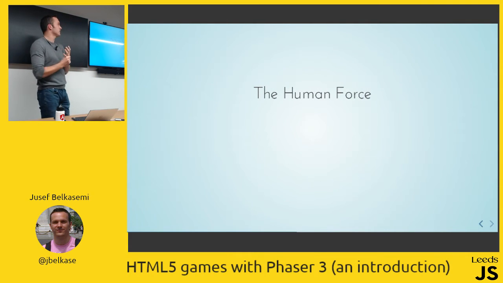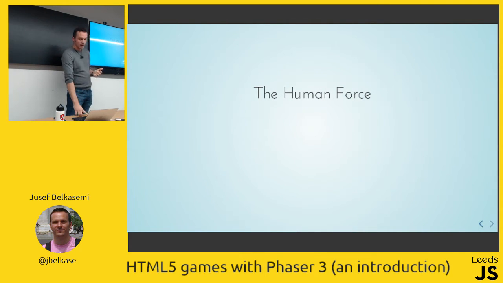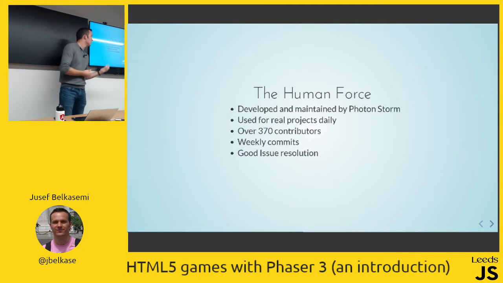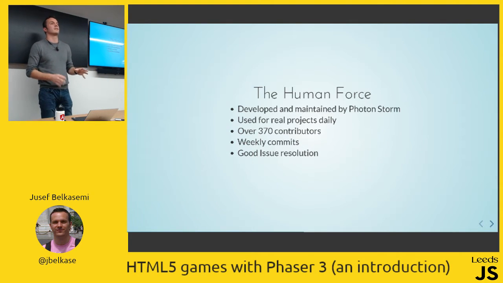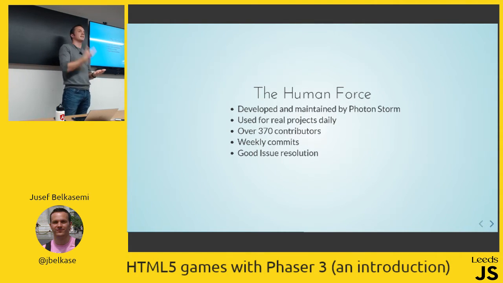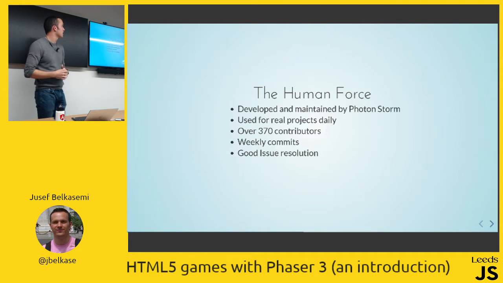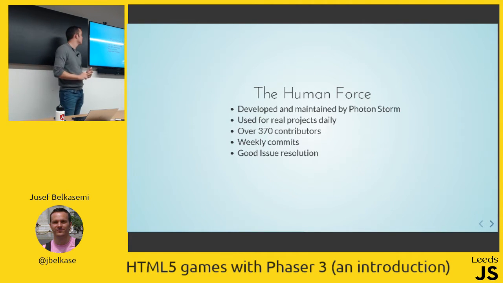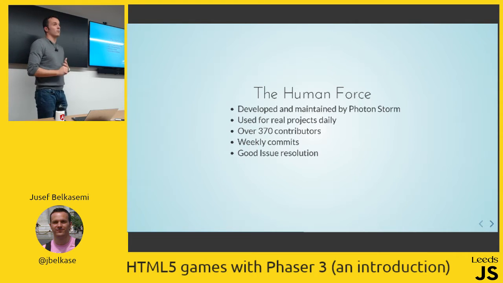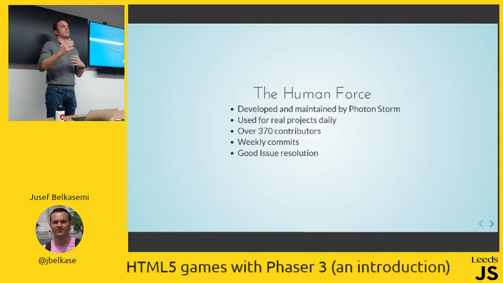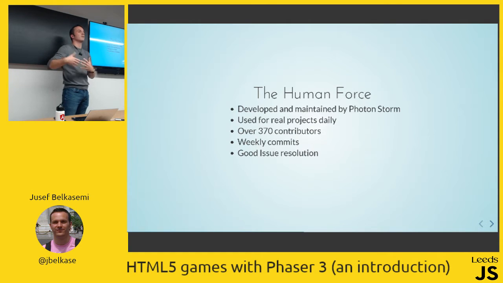The human force. I think that's a very strong point that Phaser has, because Phaser is developed by Photon Storm, who is a real company that specializes in building HTML5 games, and they use Phaser for all their projects. So essentially, to me, that shows that it's production ready, that people take decisions based not just on theoretical thoughts, but on real-world problems and real-world scenarios. It has over 370 contributors. I looked at GitHub, there are weekly commits, and it seems to be a good issue resolution time. If you look at the amount of open issues, you can see that they're quite recent and there's a lot of issues being closed.